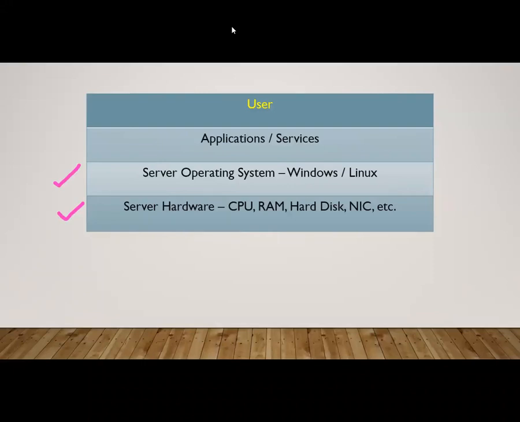Clear? Now, why are we taking a server machine and a server operating system? What is the need? The answer is we are taking a server machine and a server operating system to run applications, or to run some services. This is the whole reason. This is the main reason for using a server machine and a server operating system. Now, what is an application? Application means a web server can be an application.